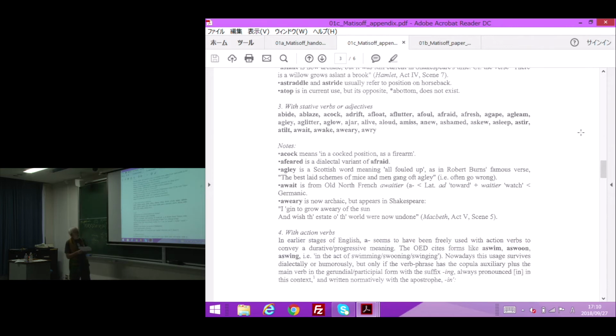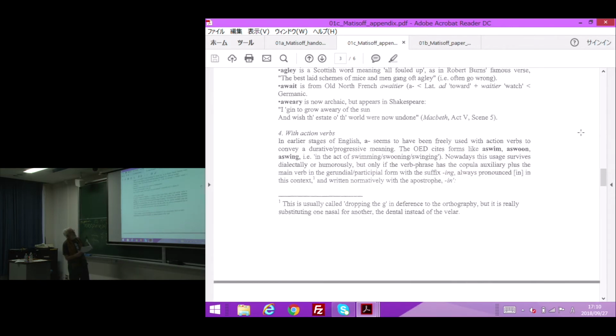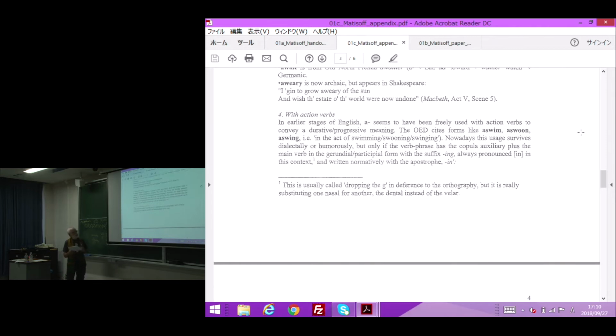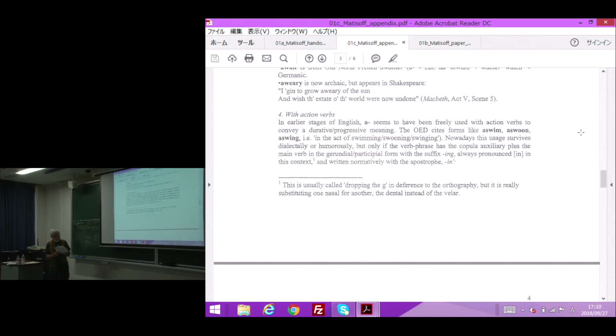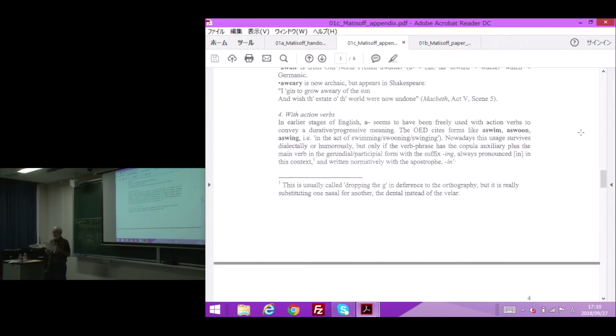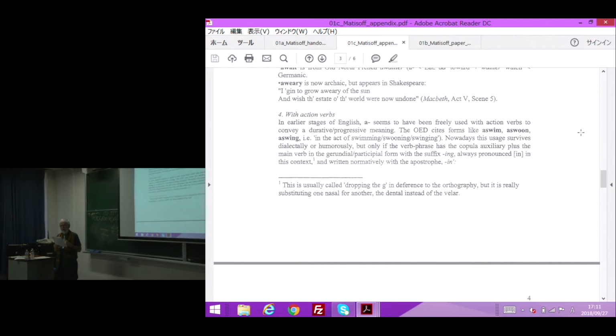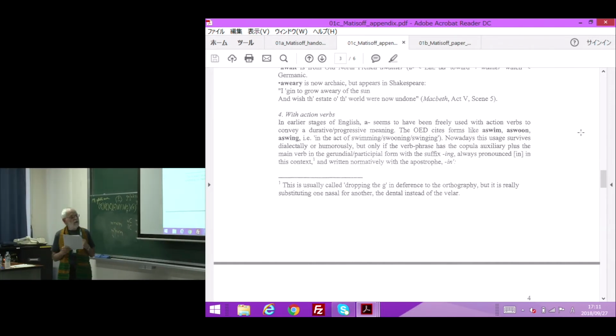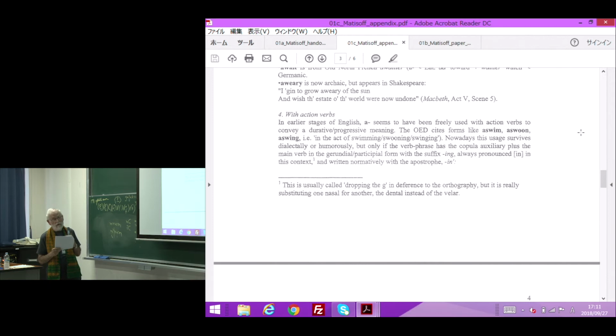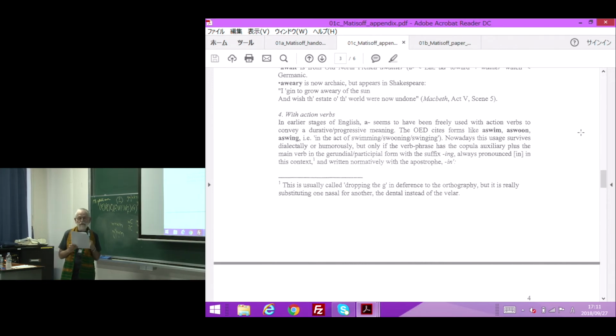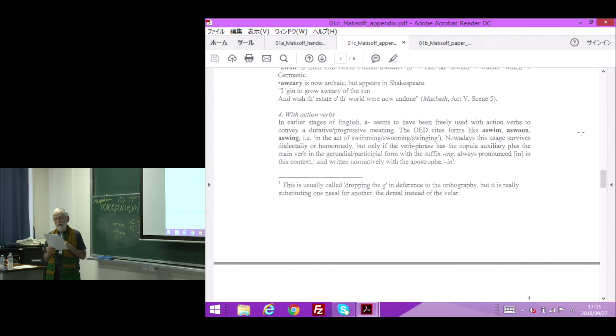Can you keep going? Yeah. With action verbs, a was used fairly freely. Words like a-swim, a-swoon, a-swing, the act of swimming. And this still exists in some dialects of English. Some older people still use expressions like this. They're considered dialectal. So I'm just a-sitting in the sun, warming my old bones. It has to be used with the progressive form of the verb, with the ing suffix. They were running and shouting like a bunch of lunatics.